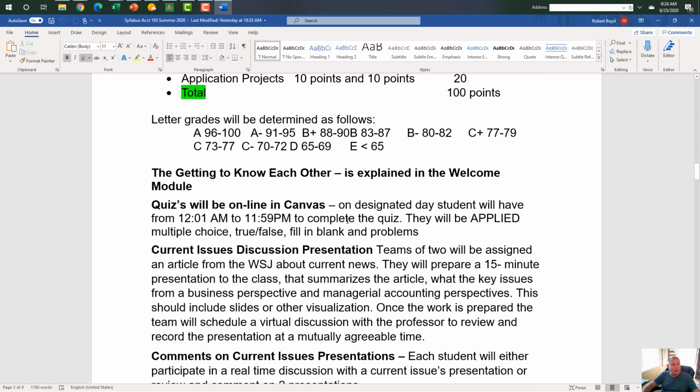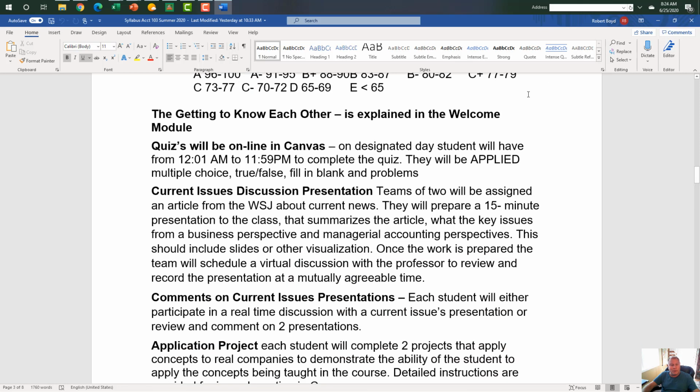So let's go through. We're going to go through getting to know you. It'll be in the welcome module here. The quizzes will be online on Canvas. On a designated day, students will have from 12:01 a.m. to 11:59 p.m. to complete the quiz. They're going to be applied multiple choice, true/false, fill in the blank, and problems. This isn't about memorization. This is about, do you understand what it is and can you apply it?